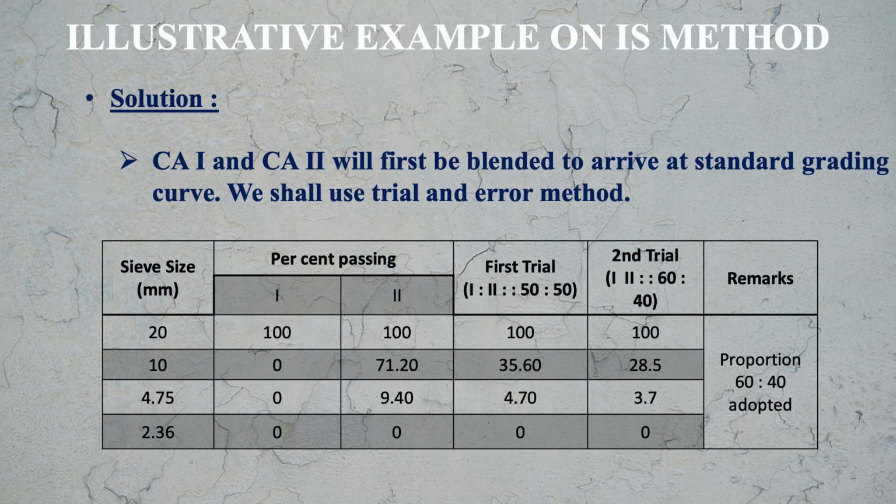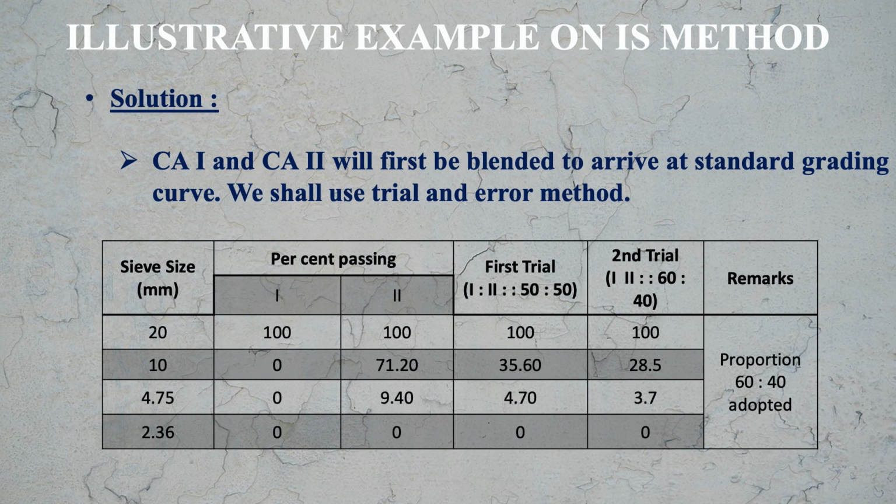In case of the 10 mm sieve, for the first case the percentage passing is 35.6, and for the second trial it is 28.5. For sieve size 4.75, for the first trial the percentage passing is 4.7, and for the second case it is 3.7. For sieve size 2.36, the percentage passing is 0 for the first case as well as for the second case.